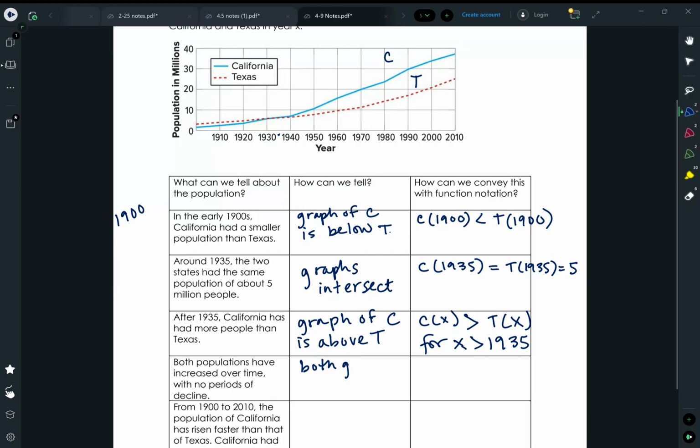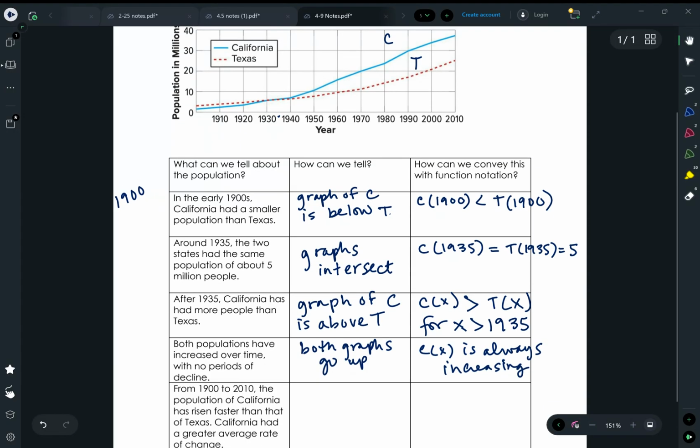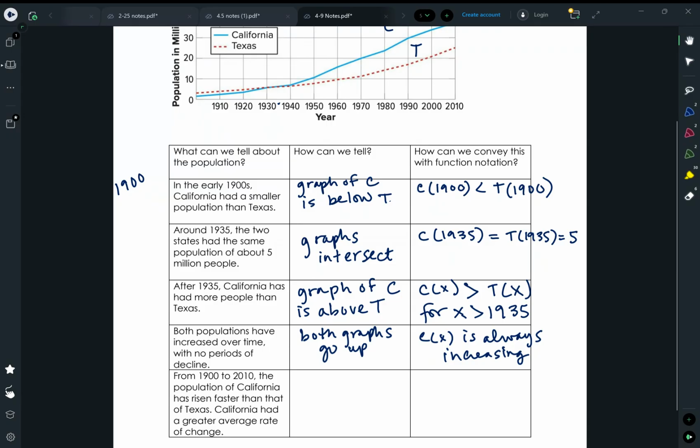Both graphs go up. Even though I don't have a way to say it in function notation, I could make it sound a little bit more mathy. I could say like c of x is always increasing, right? So it's not function notation, but the word increasing is definitely better than the graph going up. It's good for us to understand both of those things. I think graph goes up makes a lot of sense, but always increasing is really describing what's going on.